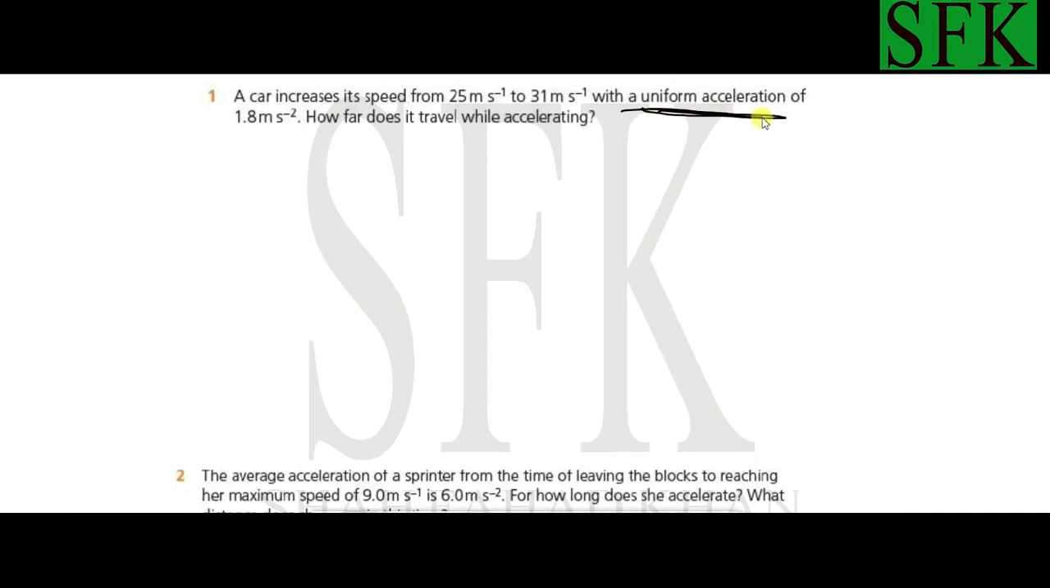This is the keyword. Since the acceleration is uniform, this means that acceleration is constant. Constant acceleration basically means that the equations of motion can be applicable, because this is a uniformly accelerated motion. Now, acceleration is 1.8 meters per second squared. How far does it travel while accelerating?